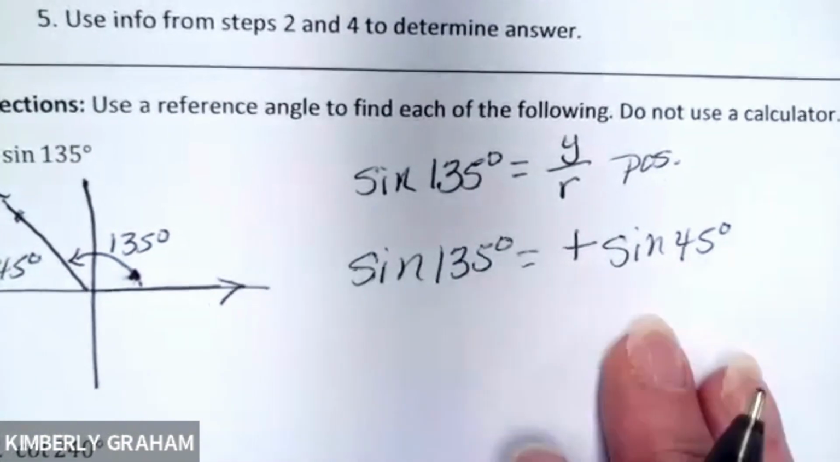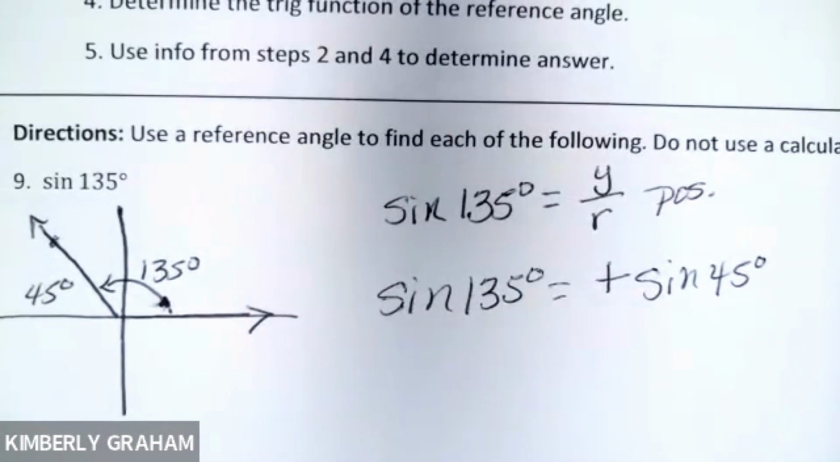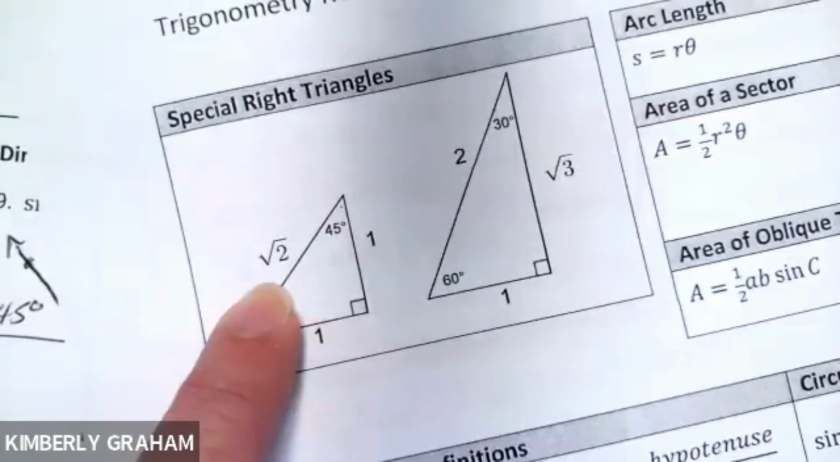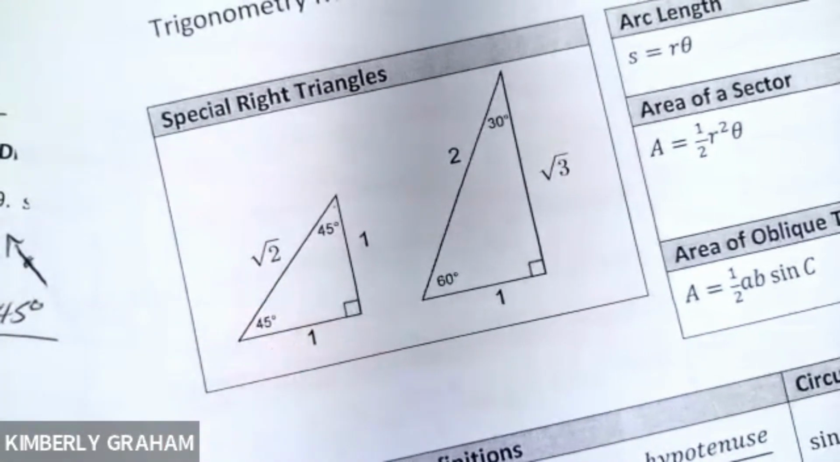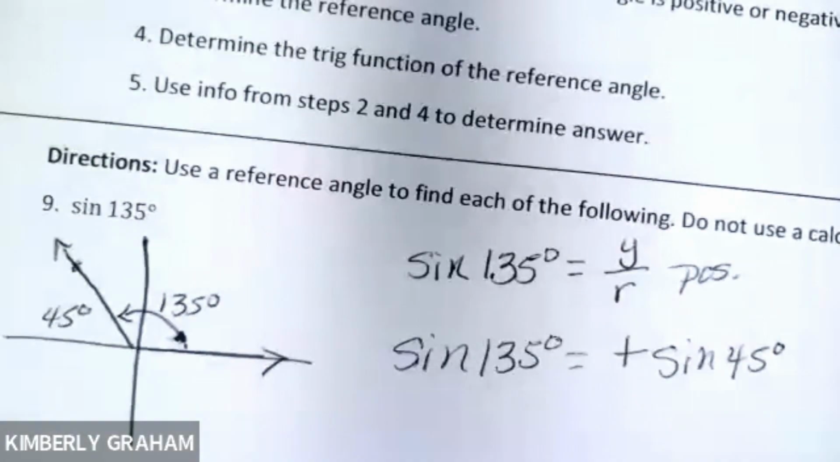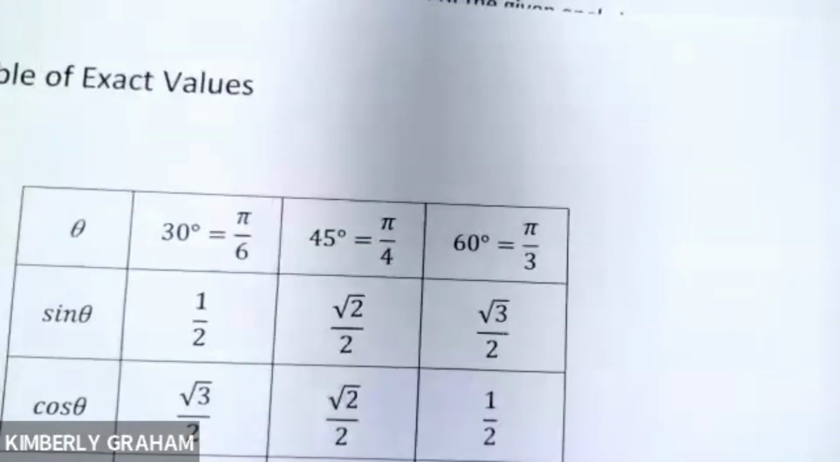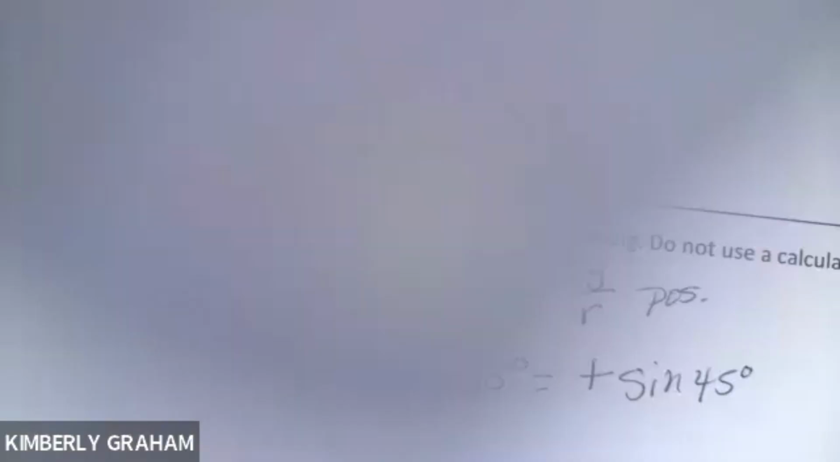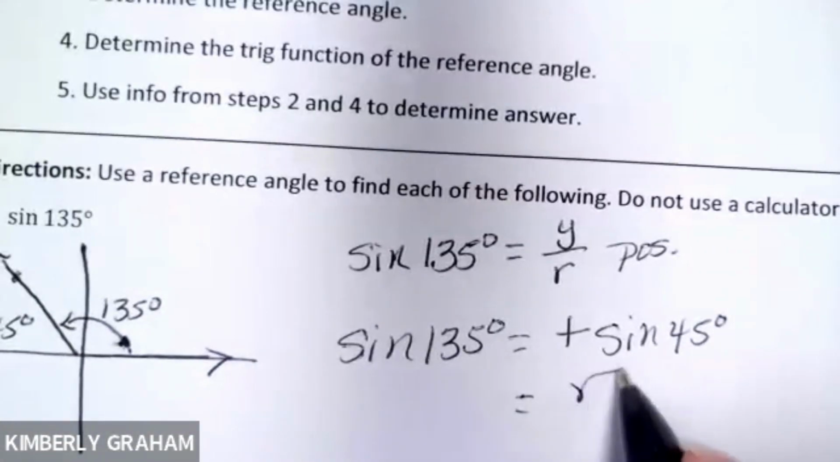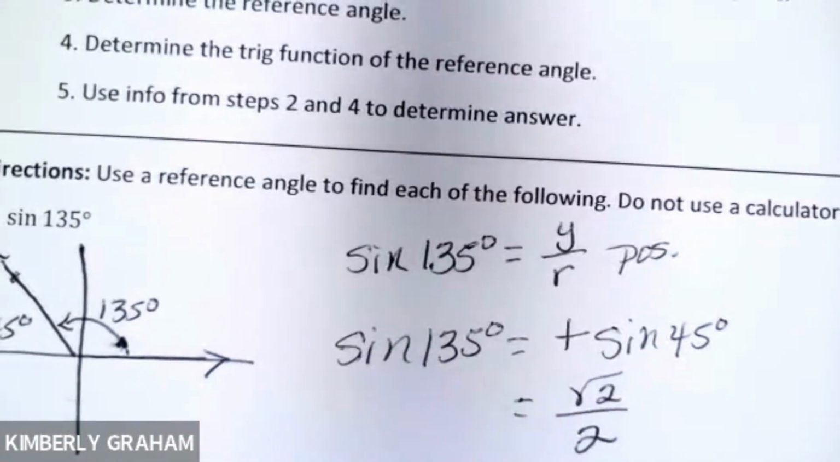And sine of 45, instead of having to go back to this and use my definition for opposite over adjacent, I made you a table. Sine of 45 is square root of 2 over 2. And you can use this table on your test. You can't use your calculator on the first part of the test, but you'll be able to use this table of values.